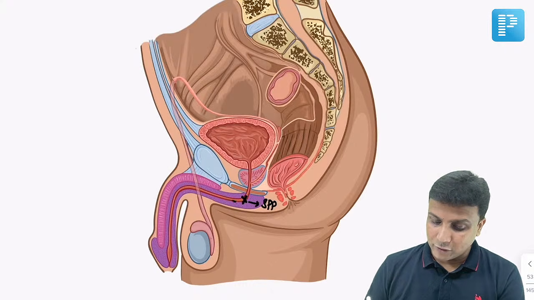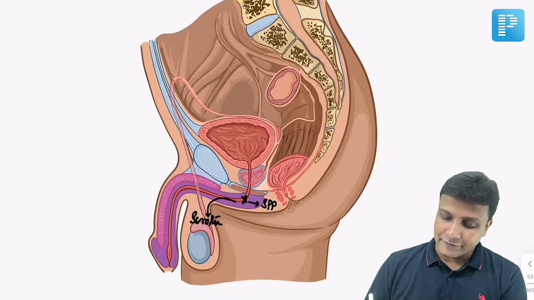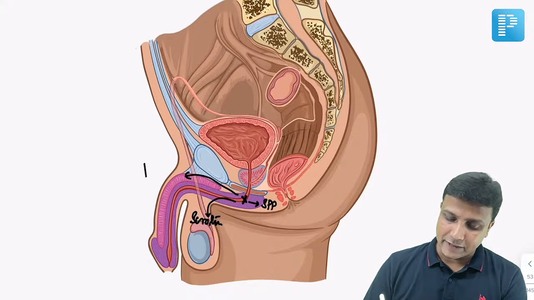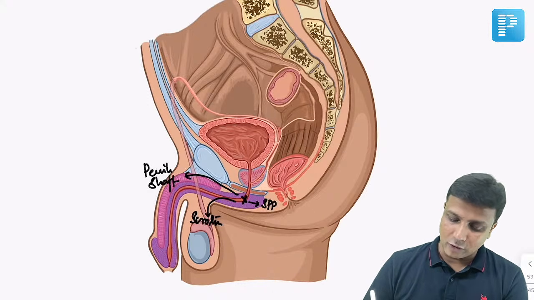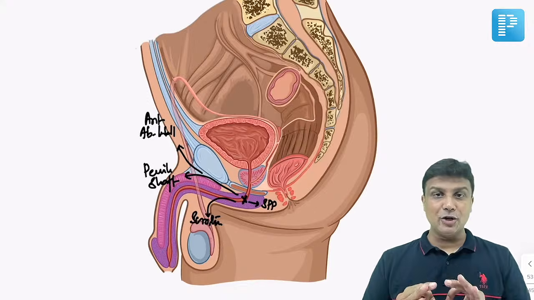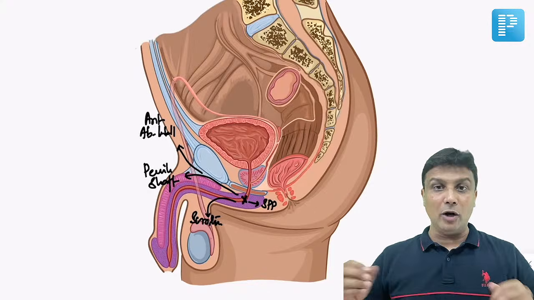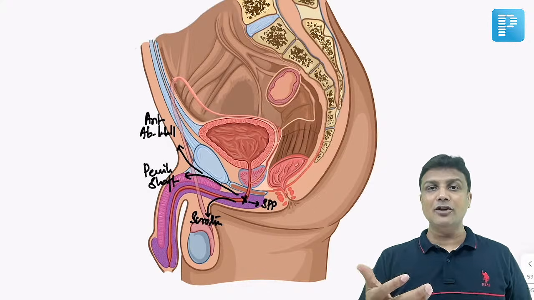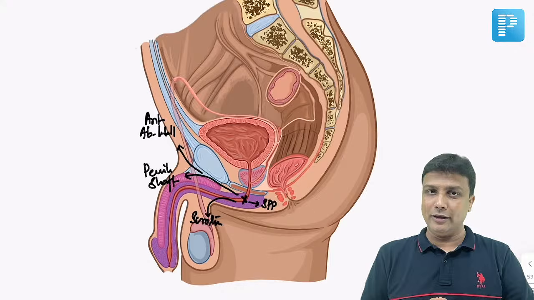And from here, the urine will also go into the scrotum. And from here, the urine will also go into the penile shaft. As well as, remember, the urine will also go into the anterior abdominal wall, sir. It is also going into the anterior abdominal wall. So if the bulbar urethra is ruptured, the urine is going to the superficial perineal pouch, into the scrotum, into the penile shaft, as well as the anterior abdominal wall there.